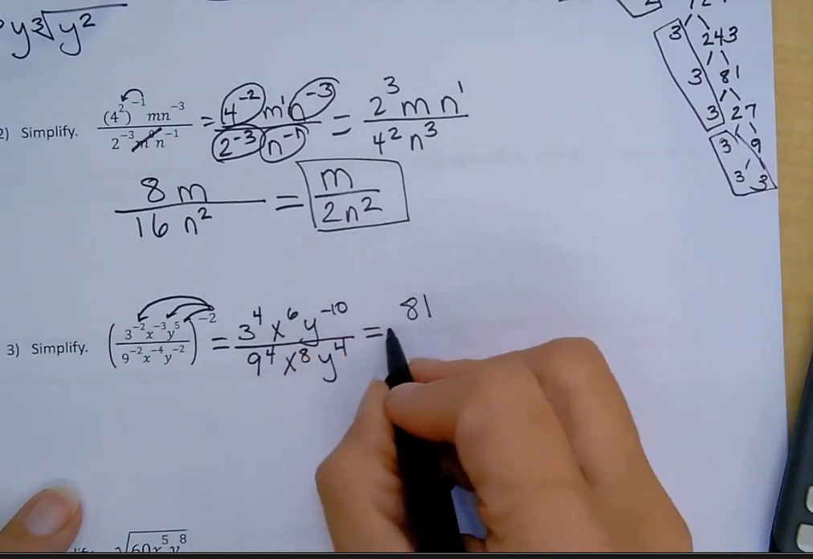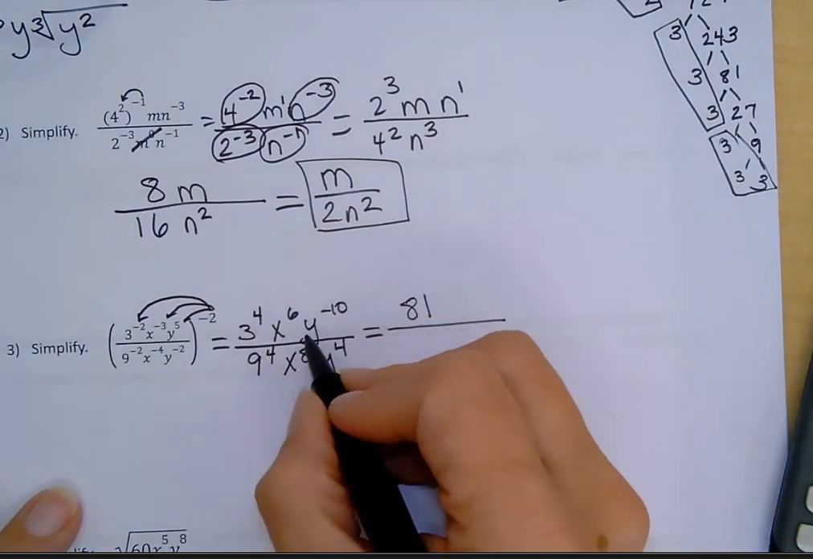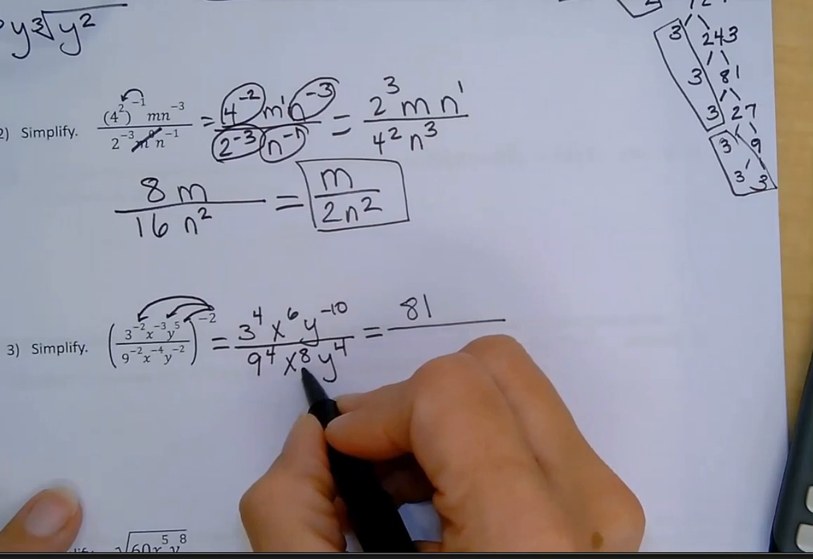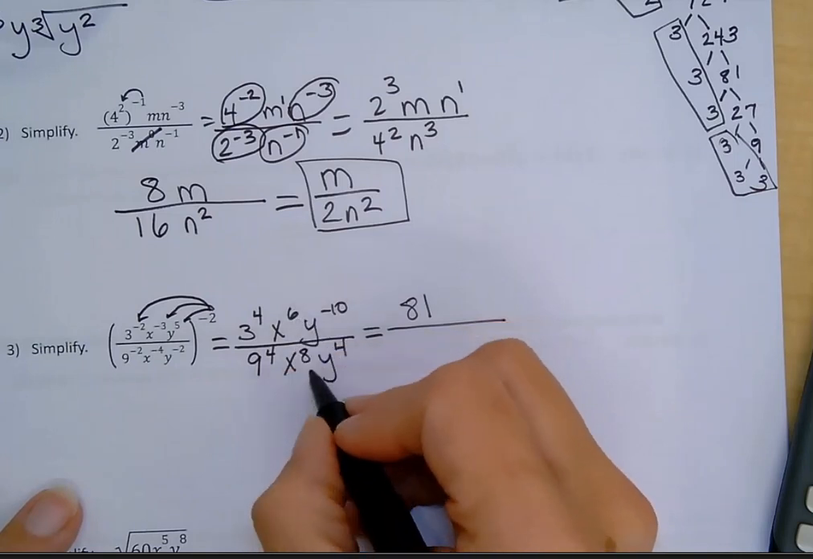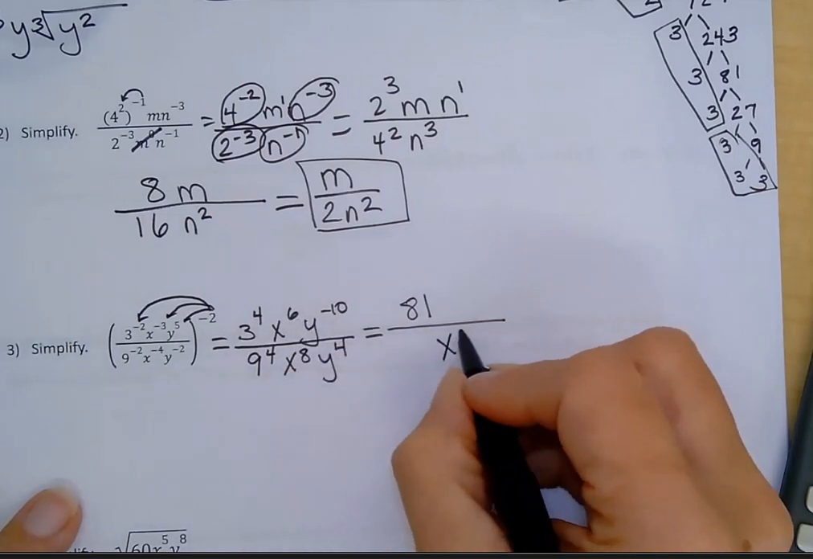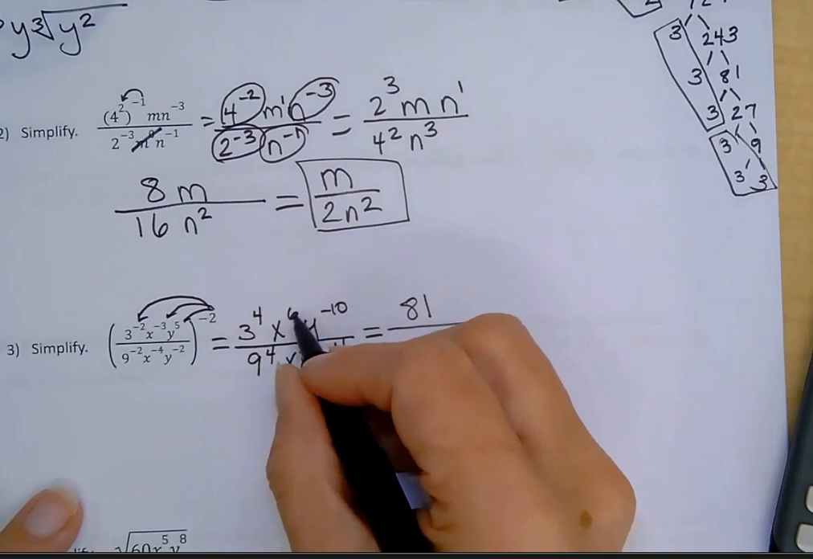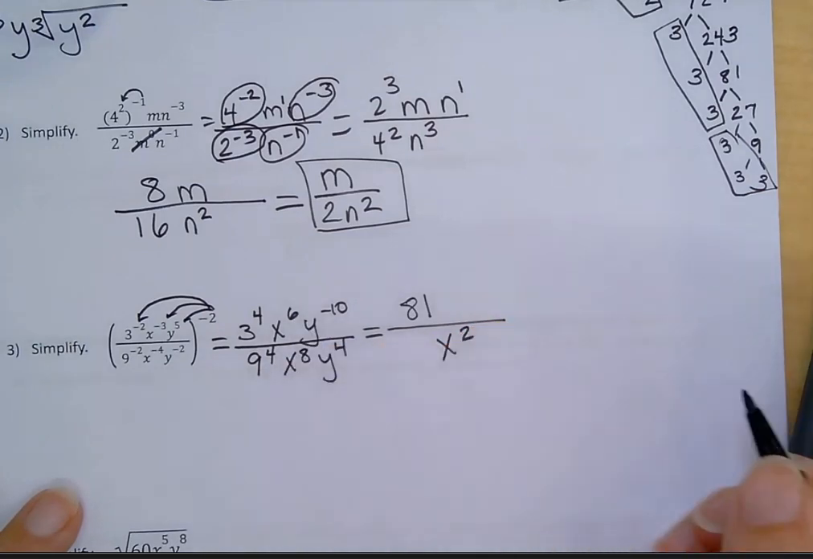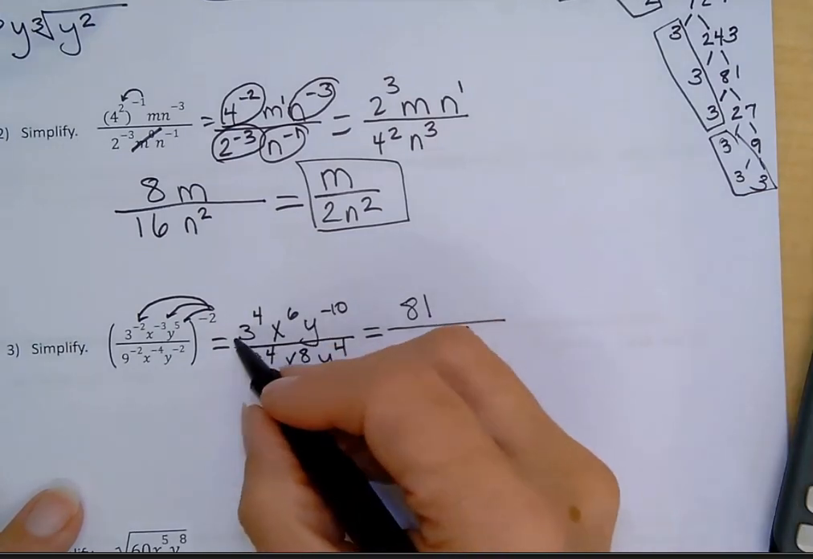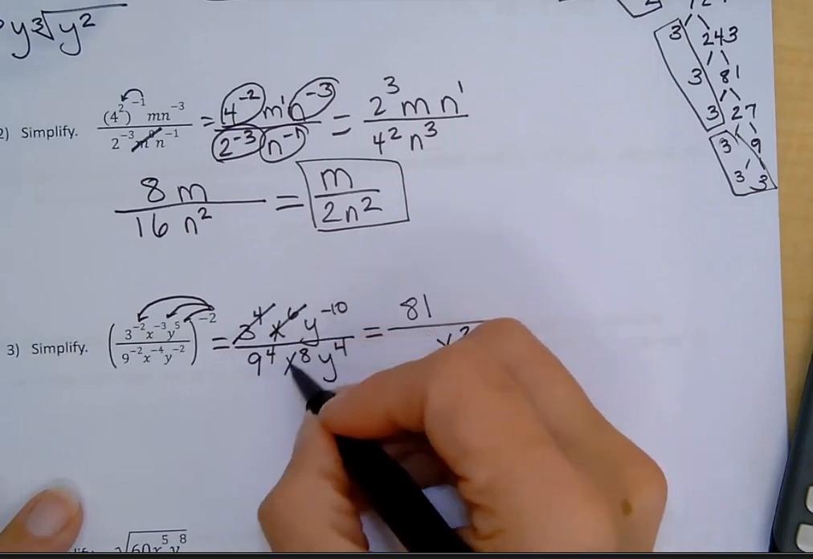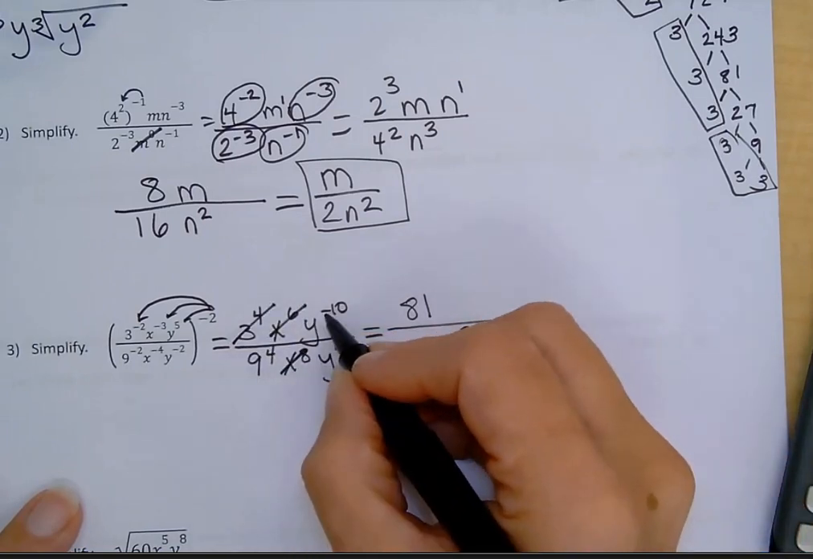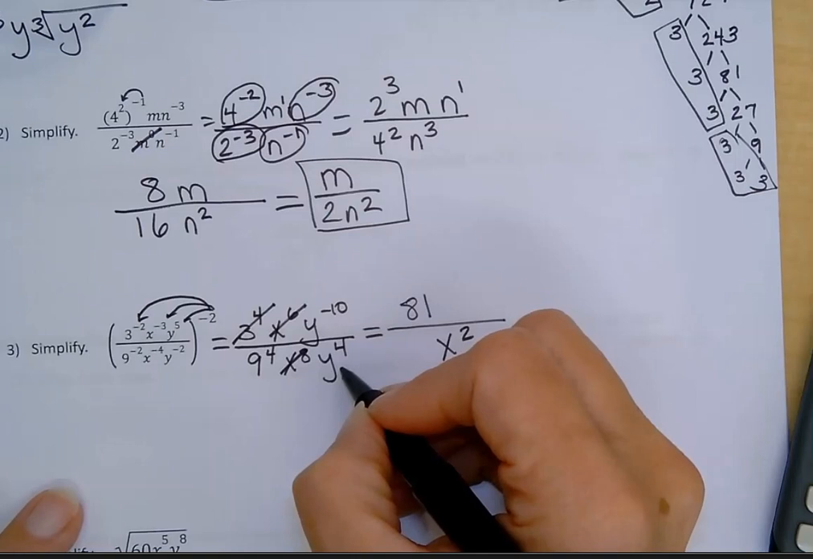X to the 6th over x to the 8th. You know I get to actually count that as x squared in the denominator, right? 8 minus 6 is 2, and I keep my answer wherever the bigger exponent was. So I've taken care of 3 to the 4th, I've taken care of my x's, and I have y to the -10 over y to the 4.